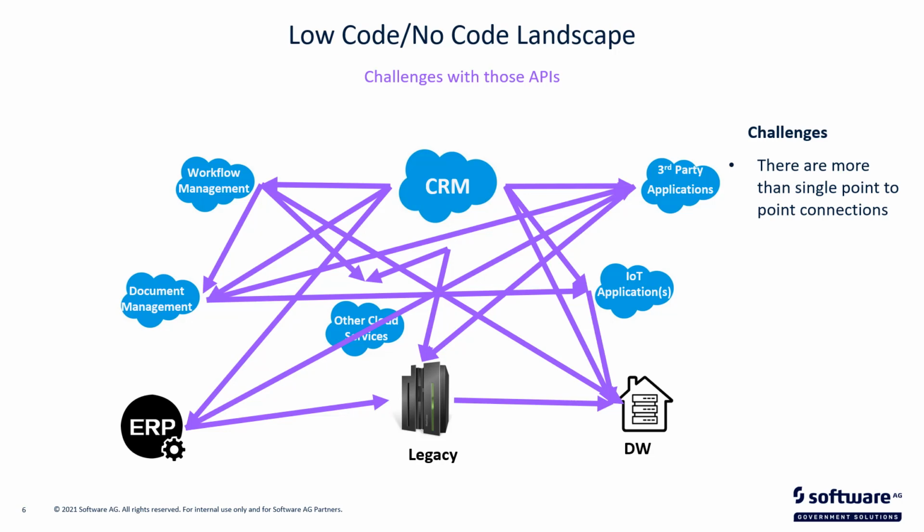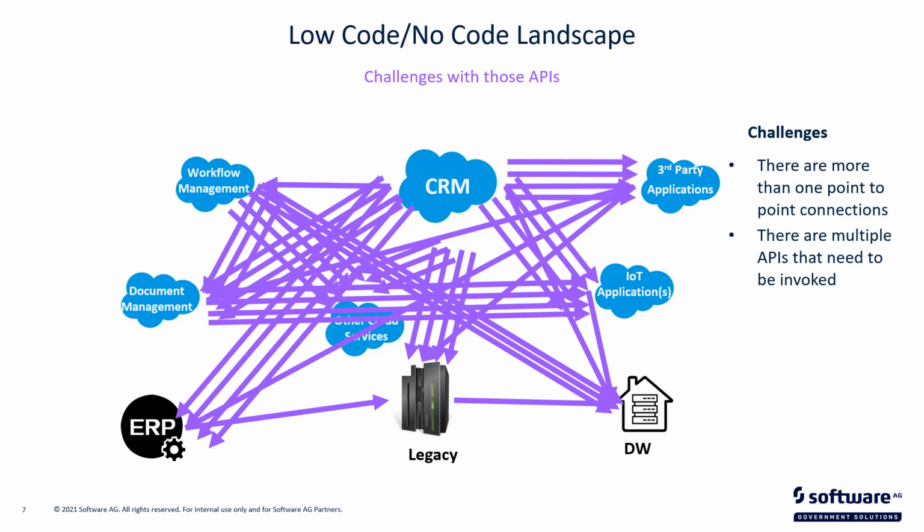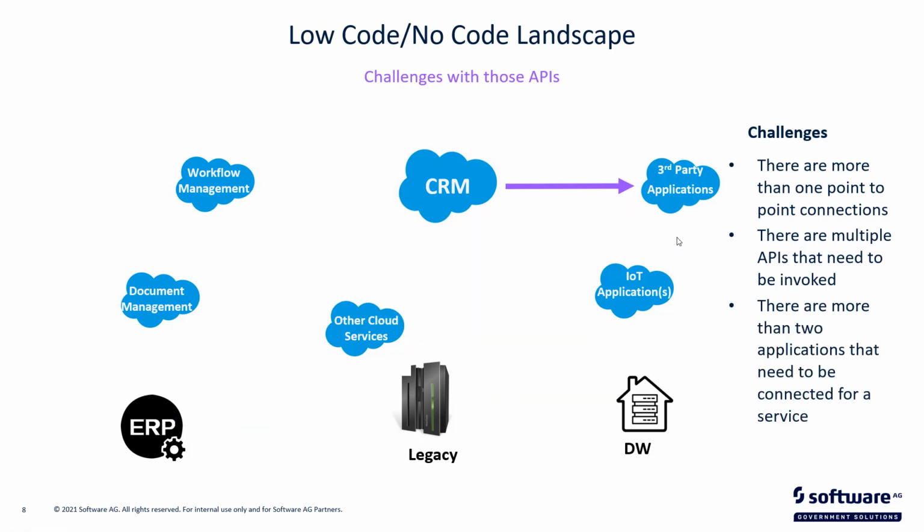And when we talk about those APIs, there really are multiple APIs that need to be invoked on each of those low-code, no-code platforms. It isn't a simple interface to the CRM. There's multiple different objects. There's multiple different capabilities. And you have to learn what all those are, how to orchestrate those. Also, there's often times where more than two applications have to be connected together. It isn't a simple interface between a CRM and a third-party application.